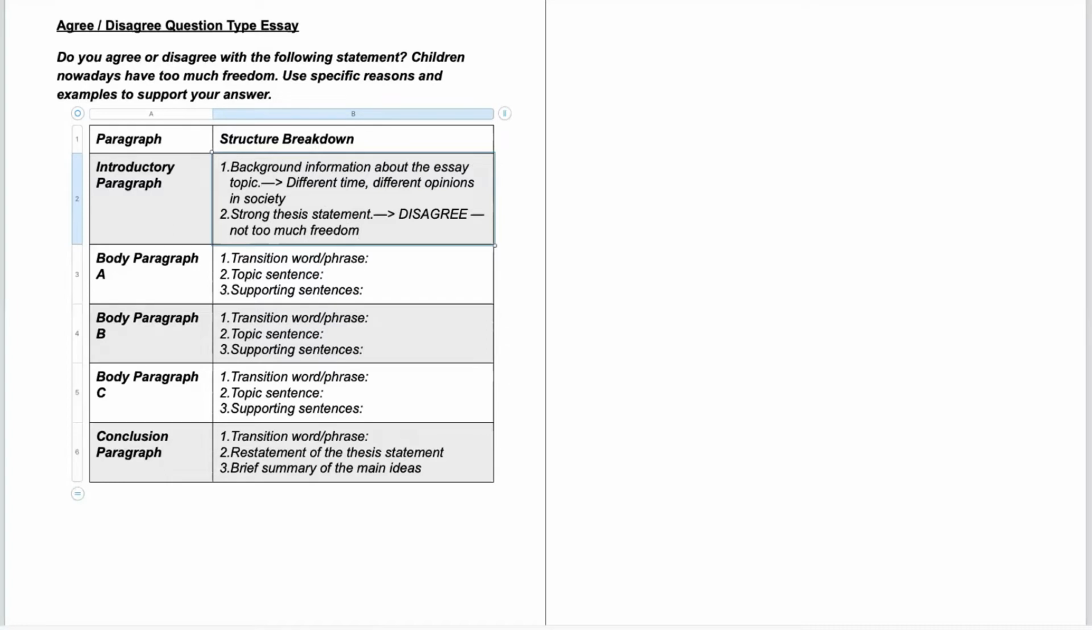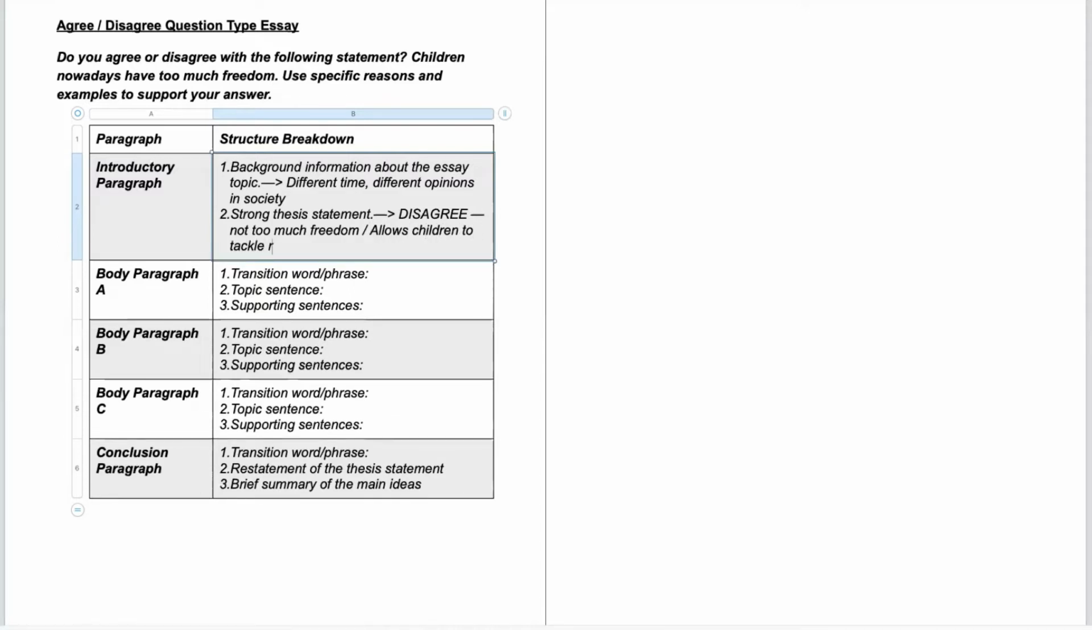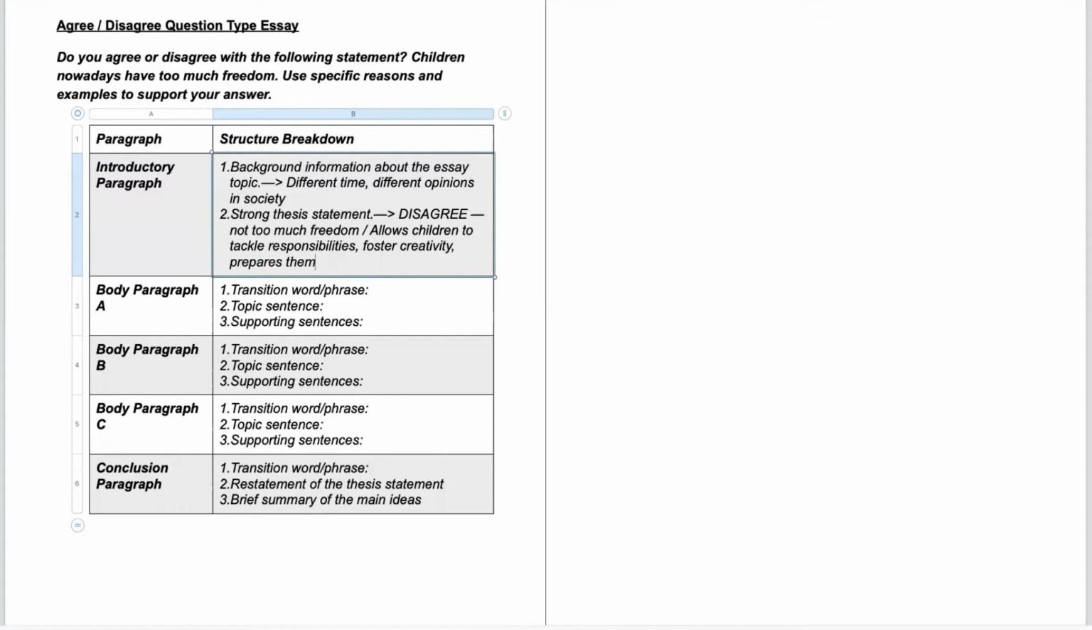So there's a good amount. I'm not agreeing that there's too much freedom. And I'm also going to say that this freedom allows children to tackle responsibilities, foster creativity, and it also prepares them for adulthood. So this is all talking about the freedom.